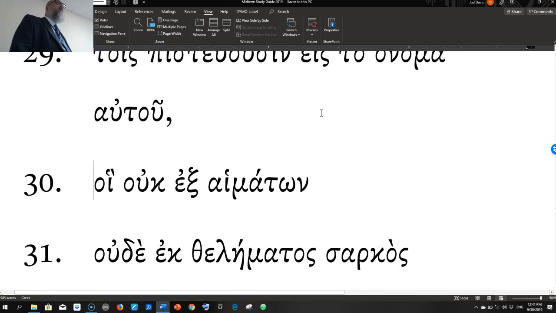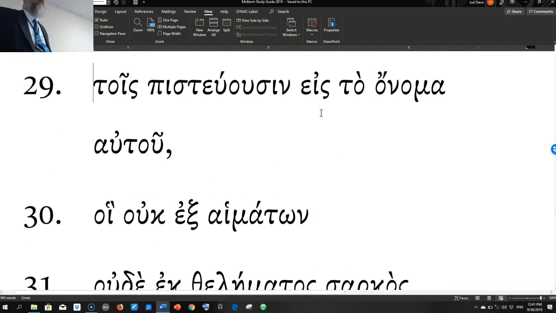And here's our participle, dative: to the ones believing in his name. Can you keep it a participle? To the ones believing. Is it to the ones having believed, or is it to the ones believing? It's present.